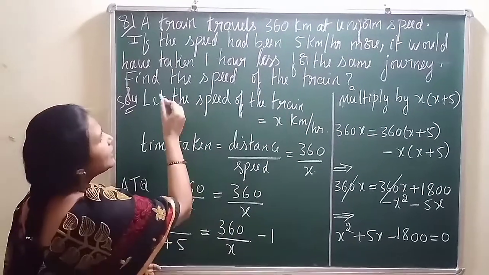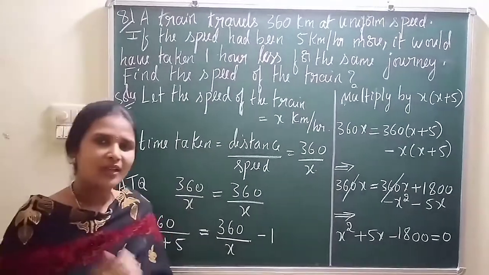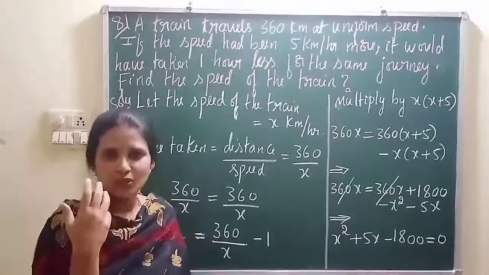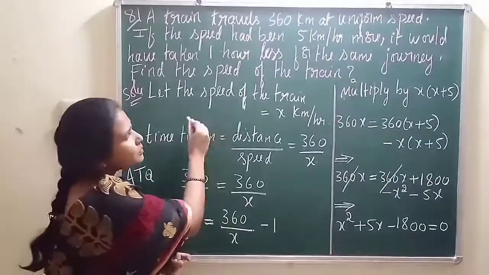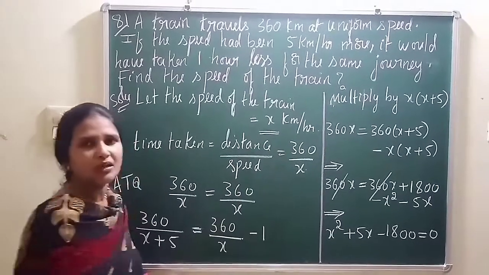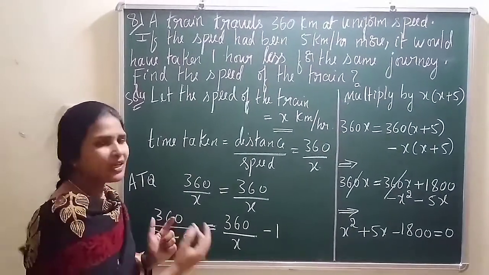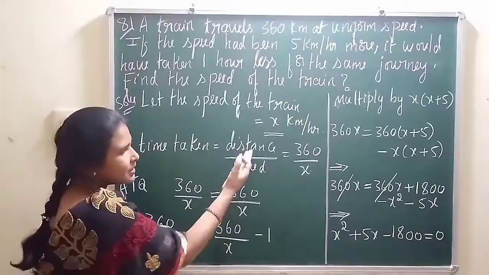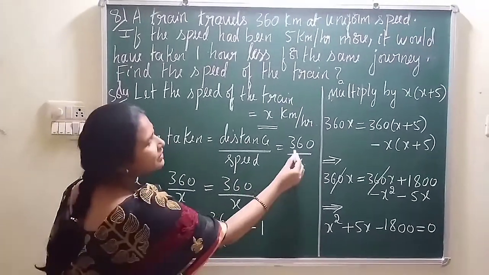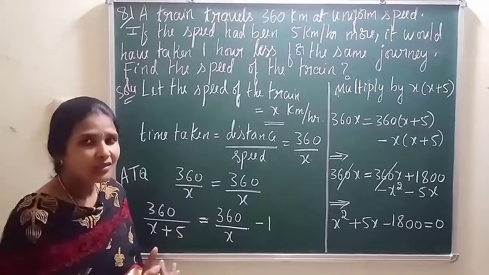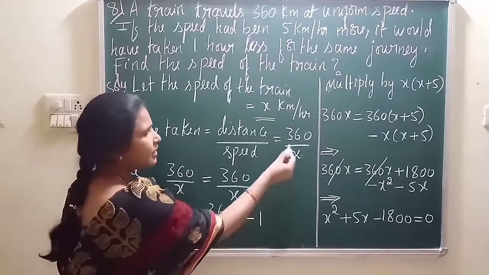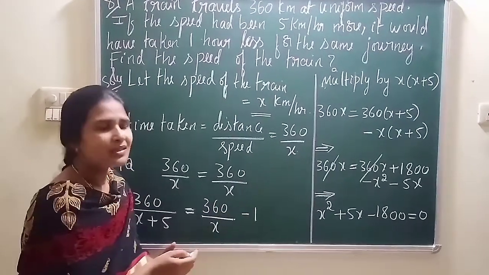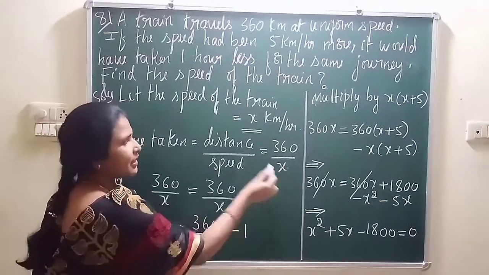So for the same journey, find the speed of the train. What should I assume here? I have to assume speed. Let the speed of the train be x km per hour. You know that speed equals distance by time, so time taken is distance by speed. What distance is given? How much distance are you covering in this journey? 360 km, divided by speed, which you have taken as x. So we got 360 by x.